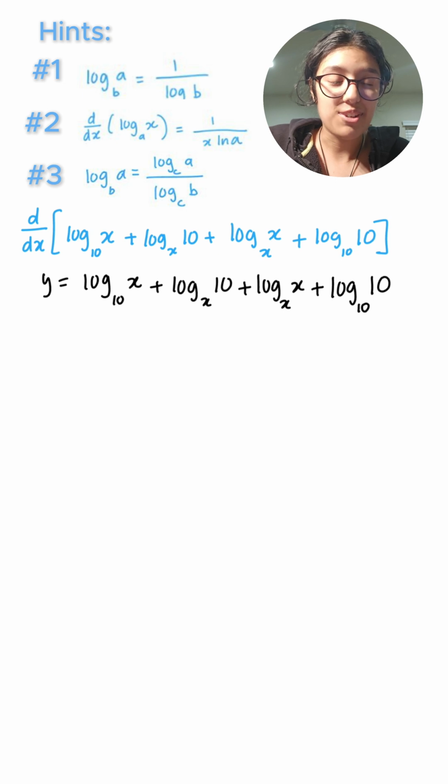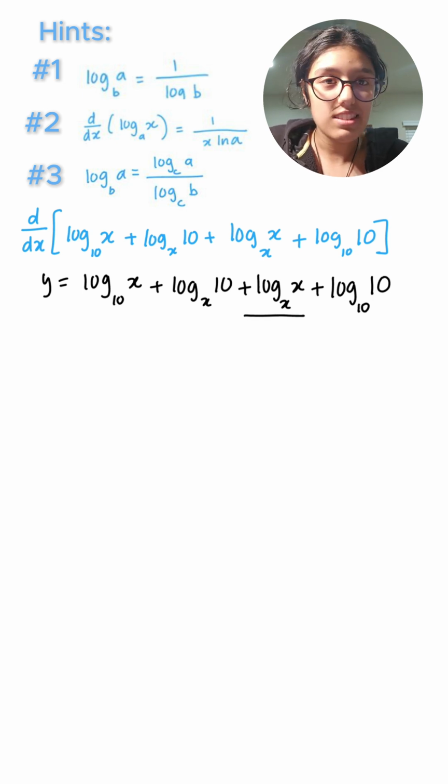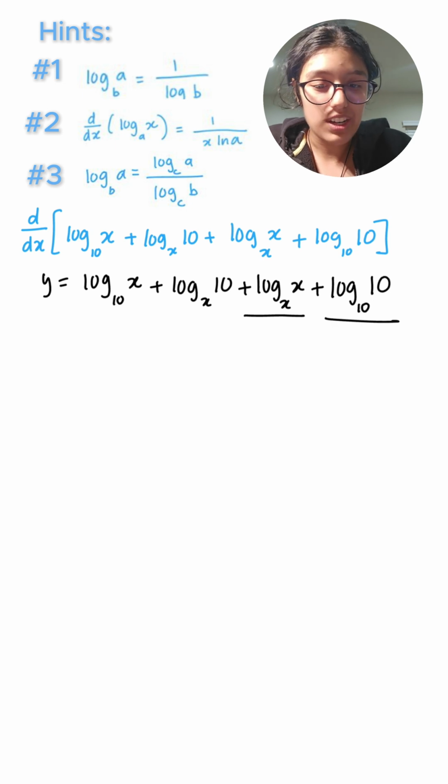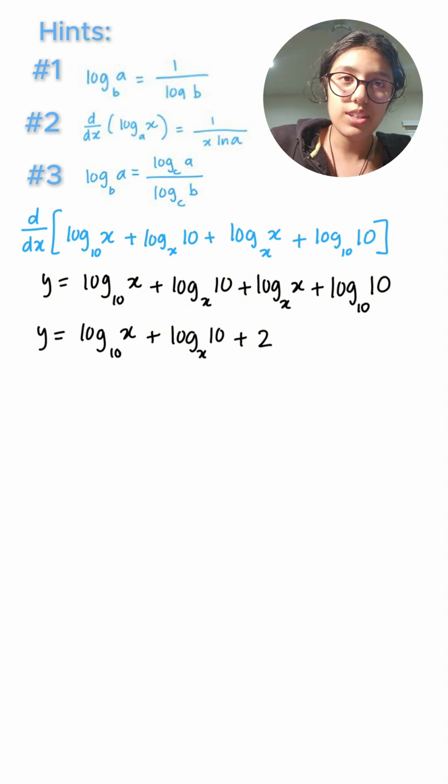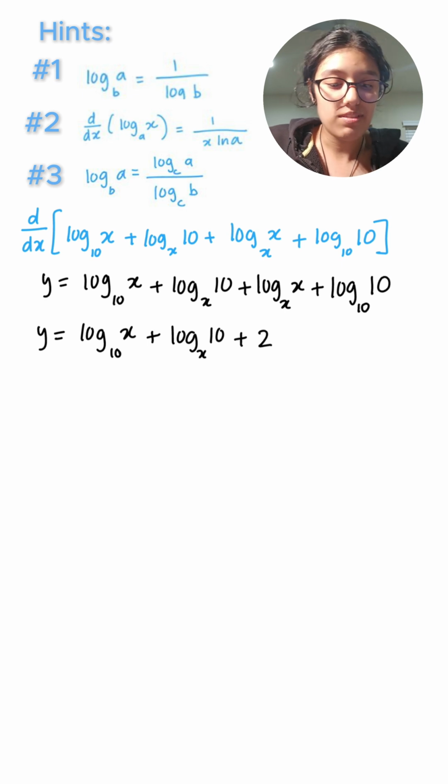Alright, so that is our function. I do want to simplify it as I said before, and I see that this is equal to 1 and this is equal to 1. So we can rewrite y as, since this is 1 and this is 1, 1 plus 1 is 2, that's why I just wrote 2. And now let's see what happens when I take the derivative.